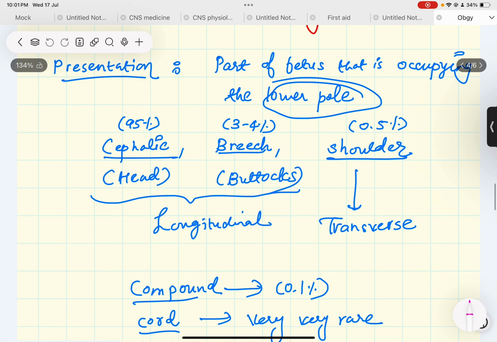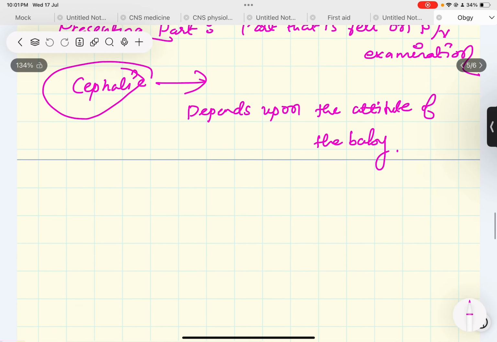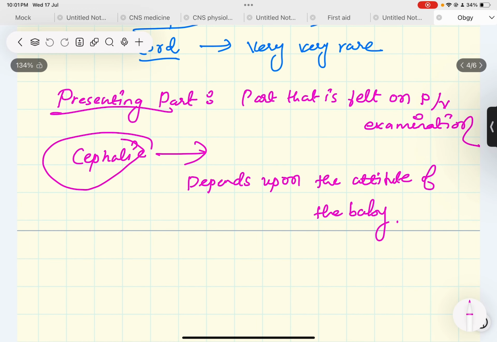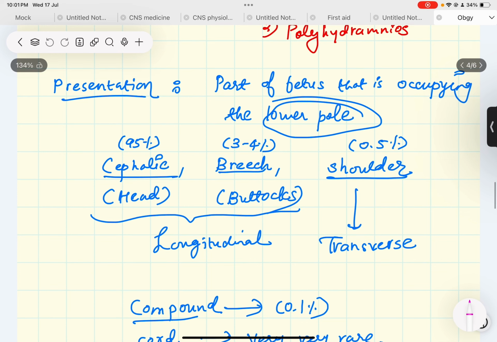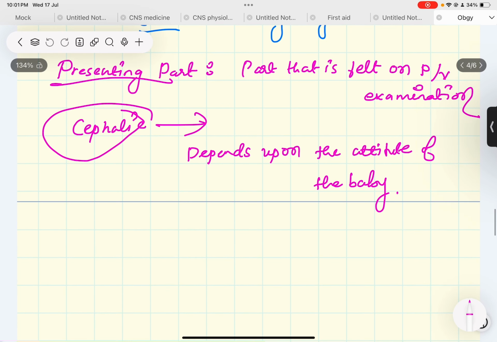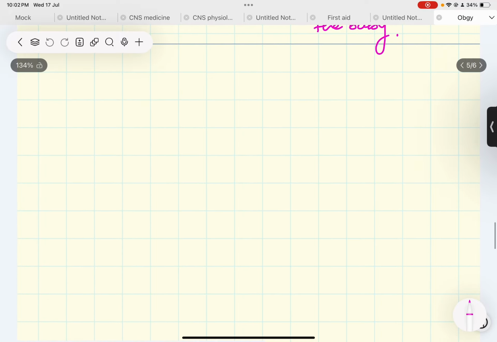So you can say that presentation is the part of the fetus that is occupying the lower pole, while the lowermost part that is felt on the PV examination is the presenting part. And we have discussed that in the longitudinal lie there are two types of presentation, either head or buttocks. But in the presenting part, the cephalic presentation has different presenting parts, and that depends upon the attitude of the baby.